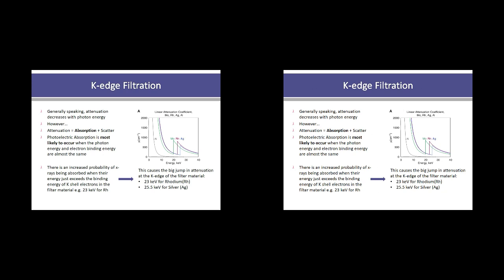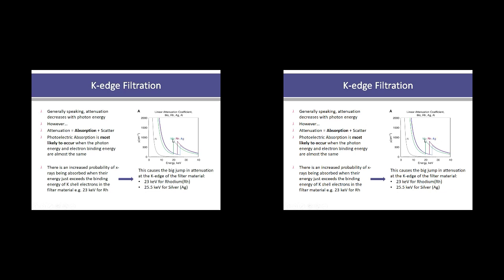So just now looking at this graph then, generally speaking, and what's quite intuitive, I think, is that if you are to plot attenuation versus photon energy, attenuation will decrease with photon energy because as something becomes more energetic, it becomes more penetrating, it's more likely to get transmitted through the tissue. However, again, we go back to remembering that attenuation is equal to absorption plus scatter, and we know that photoelectric absorption is most likely to occur when the photon energy and the electron binding energy are almost the same. So this leads then to this strange sort of jump in attenuation at very specific energies for particular materials.